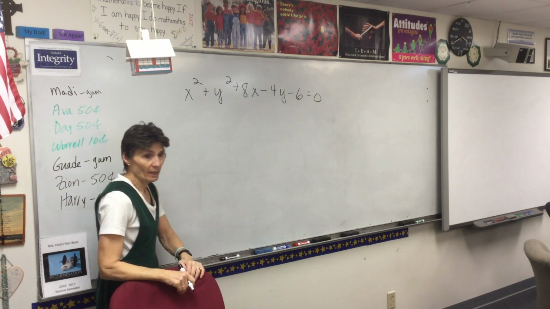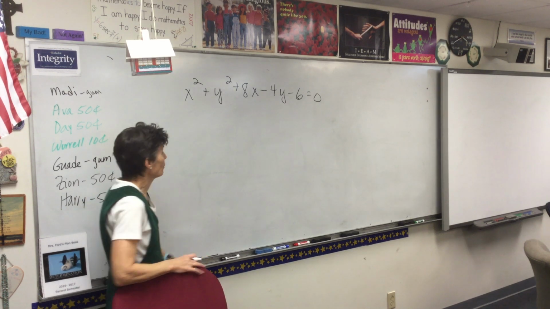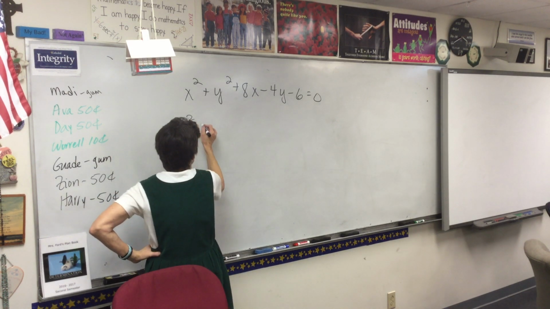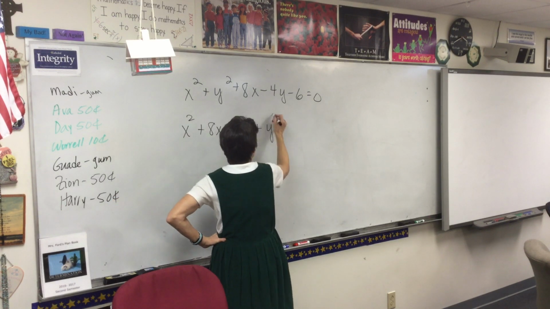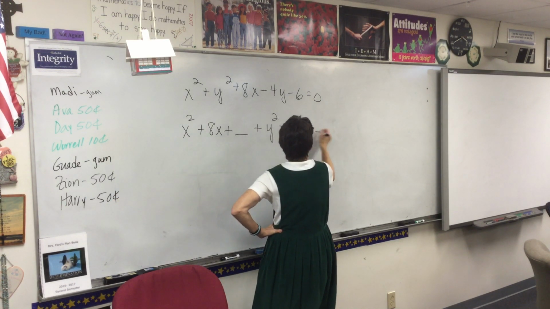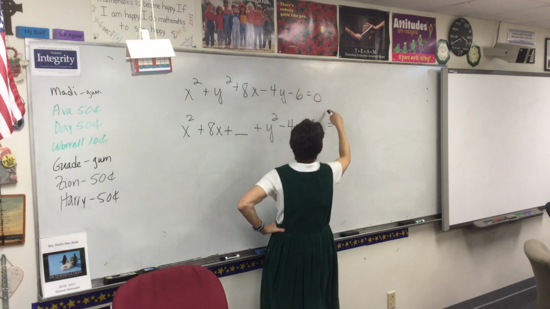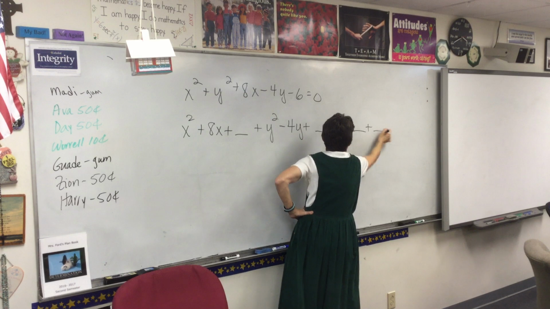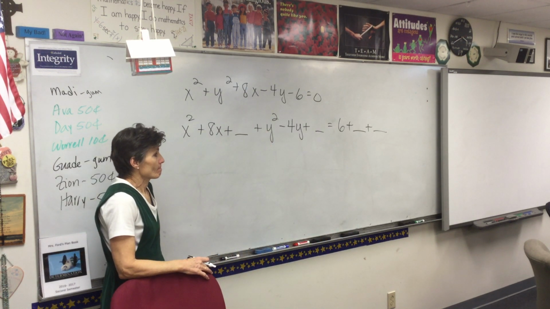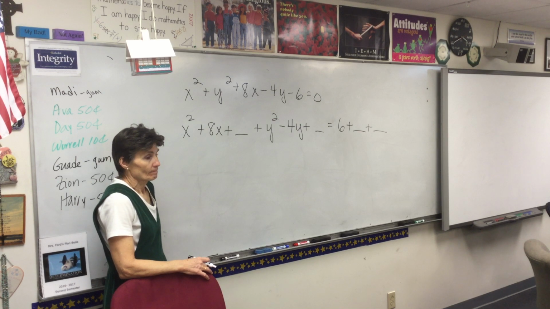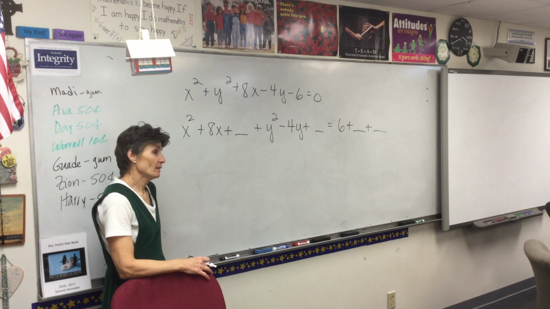She says you do the blank blank. Remember, we've been quizzing over this for a while. So x squared plus 8x plus blank plus y squared minus 4y plus blank. And then don't forget to move the 6 to the other side and put your blanks. Is that okay? Now we fill in the blanks.